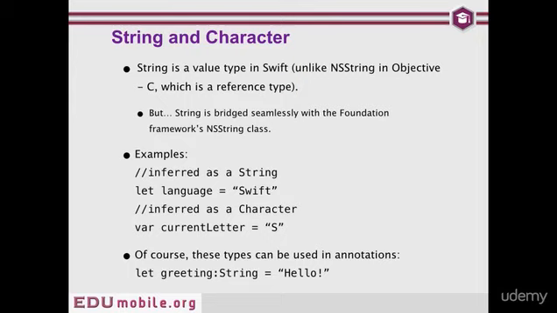So here's an example. Language equals Swift is inferred to be a string. However, if we want to have a character, we can have a string containing only one character. This is inferred to be a character type. Of course, we can use these types in annotations. So greeting as a string, hello, we can do that as well. If we need a one-character string as a string type, we would need to annotate it as a string.